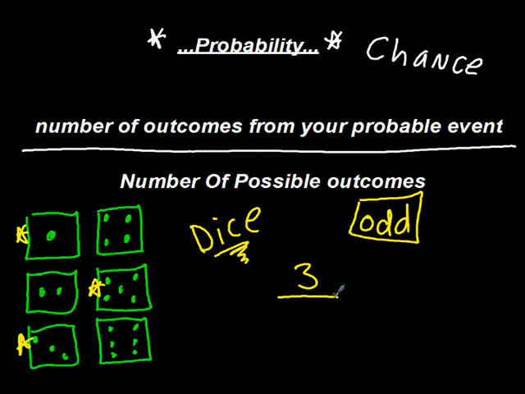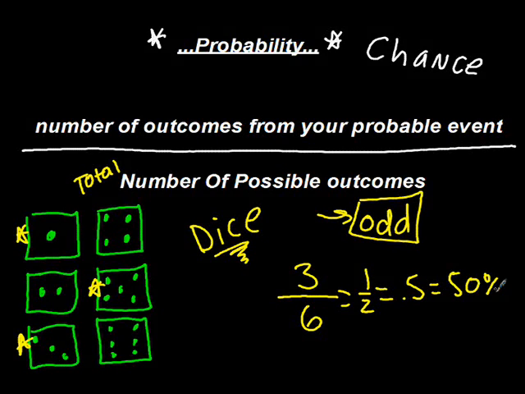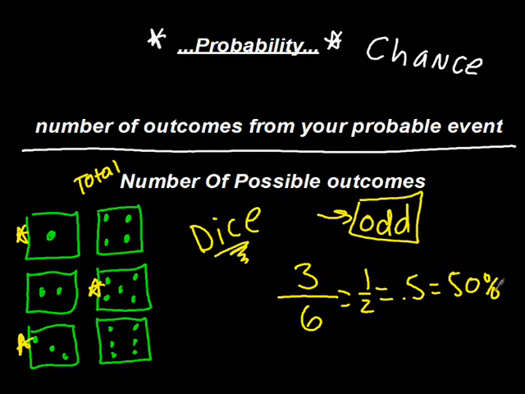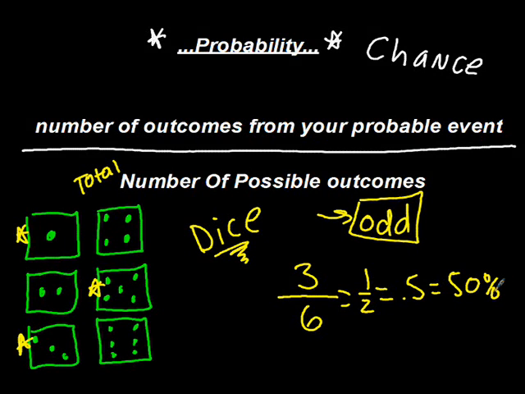It's going to be divided by the total number of possible outcomes, which is 6. So the chance of rolling an odd dice is 3 out of 6, or 1 over 2, or 0.5, or 50% chance of that happening. Okay, let's move on to the next one.